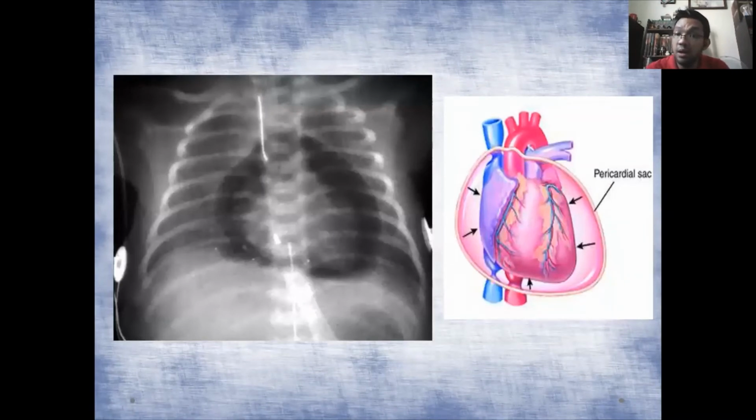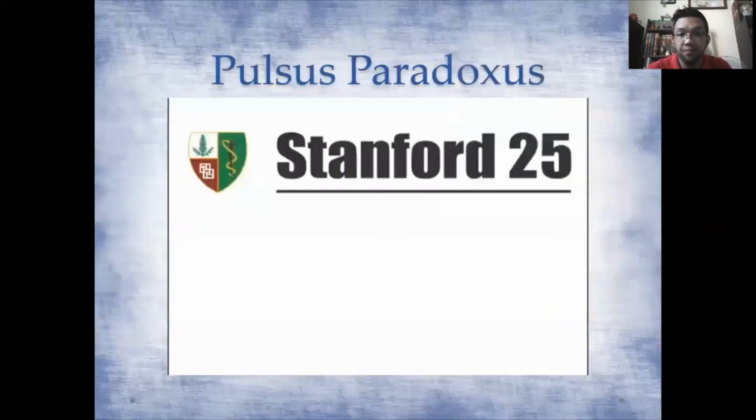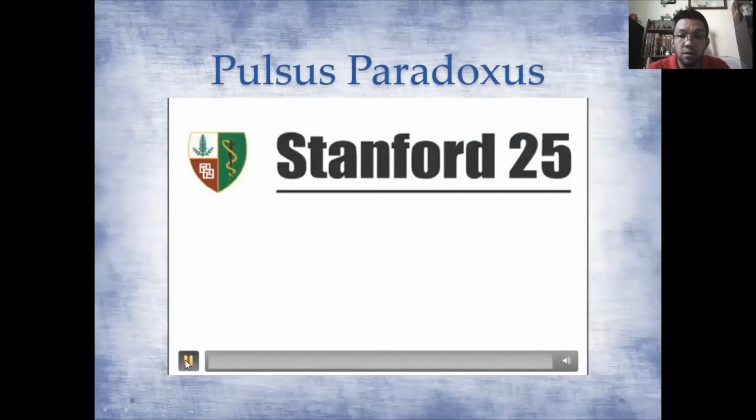So here, you can see the pericardial sac is somehow swollen and there's water or fluid inside it. If that water or fluid causes pressure on the heart, the heart will not pump effectively. So this is the video that I'm going to send to you later on.